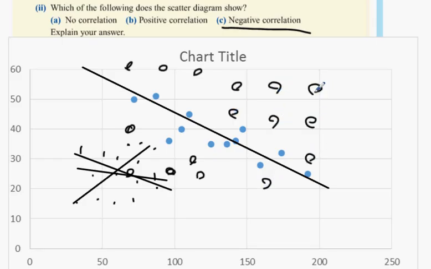If we look at the next one, we're told specifically age on the X and weight on the Y. Okay, so we're told that.